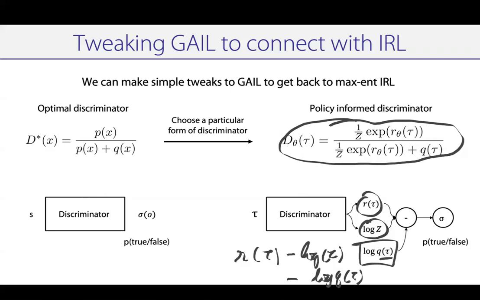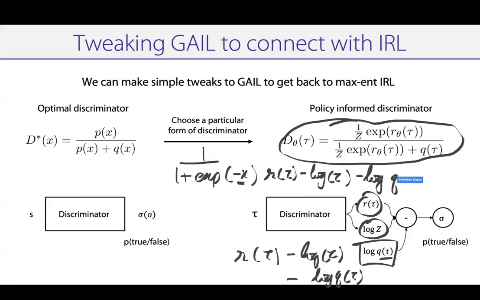Okay, is everyone with me? If you think of this as 1 plus e to the minus x, now try substituting in x as r tau minus log z minus log q. If you substitute this as x, you will get this as your answer.